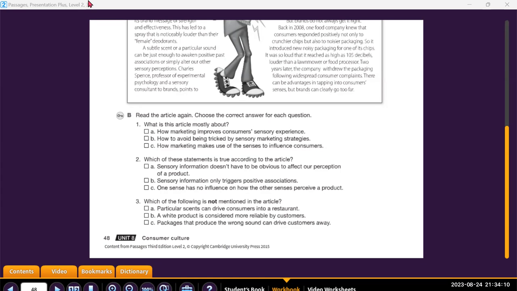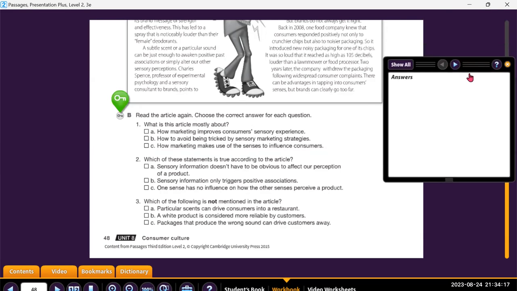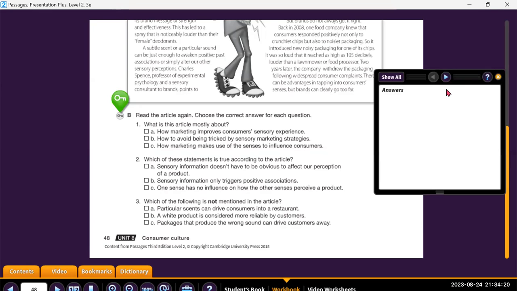Okay, ready? What is the answer for the first question? What is the article mostly about? A volunteer? Me, teacher. Thank you so much. I think the first one is letter C, how marketing makes use of the senses to influence consumers. Yes, that is correct. It's letter C. Thank you so much.